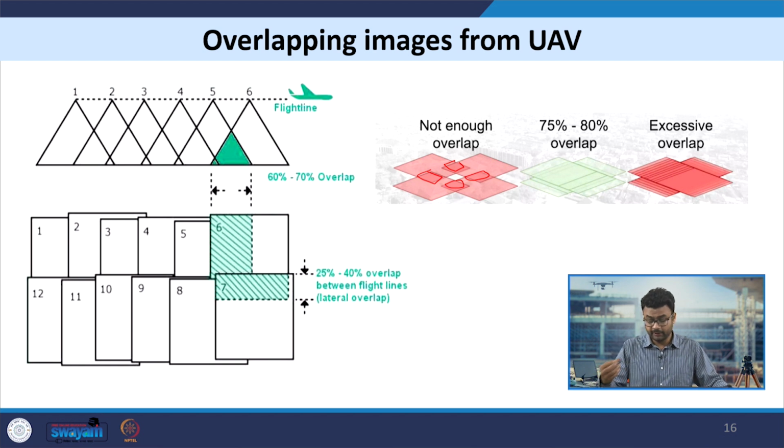On the other hand, we may have a situation of excessive overlap, in which the drone is moving very slowly and the overlap is almost 95%. So this will lead to very slow progress of work and a lot of images. Also, it will lead to very small parallax, which can cause problems in finding the heights of objects.